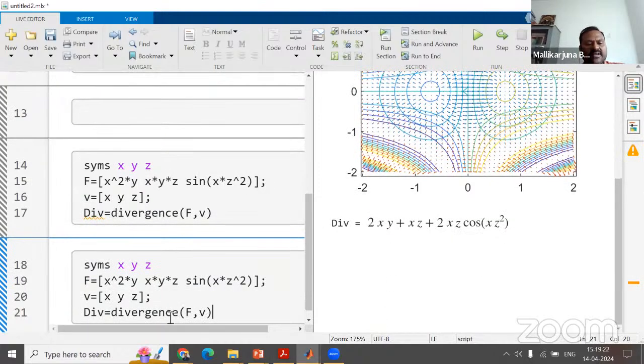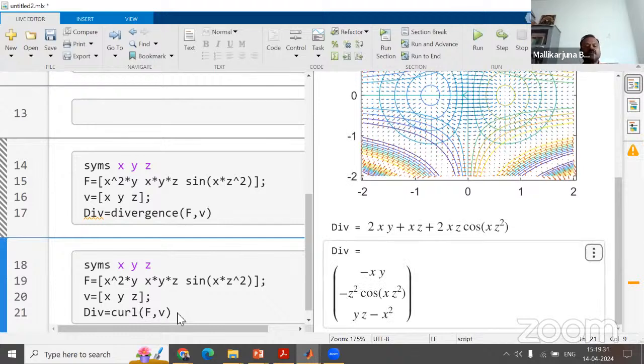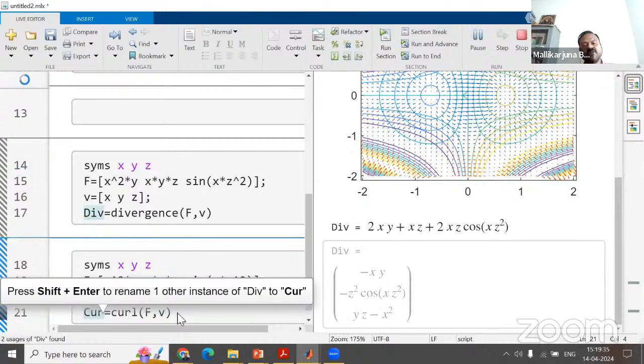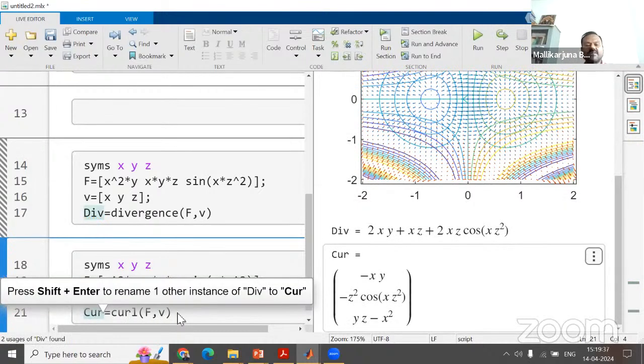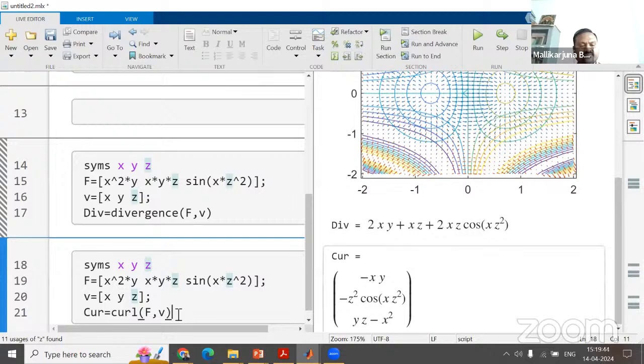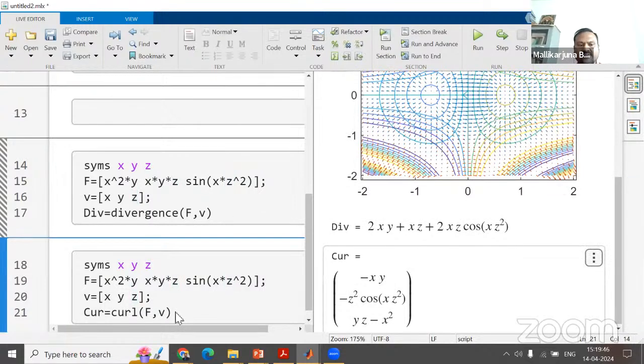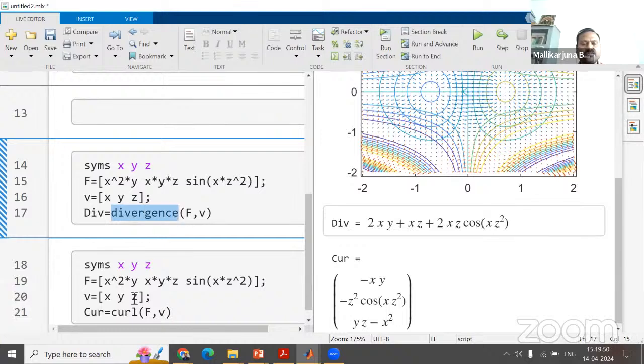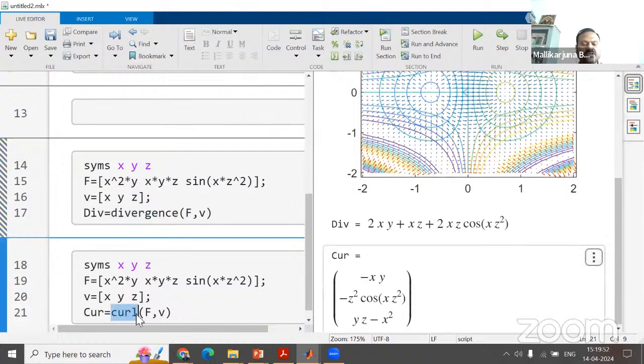Next, for the same vector field, suppose I would like to find the curl simply. On the left side, I'll take just the definition. You can see what is the curl of the vector field. This is the syntax for divergence, and this is the syntax for curl.